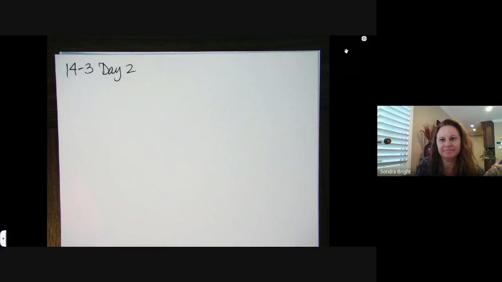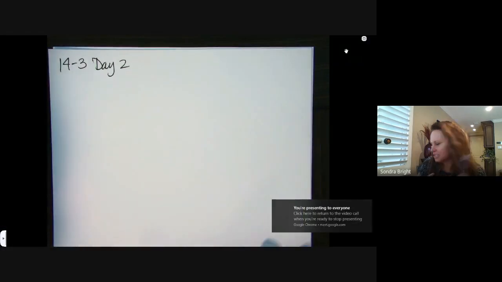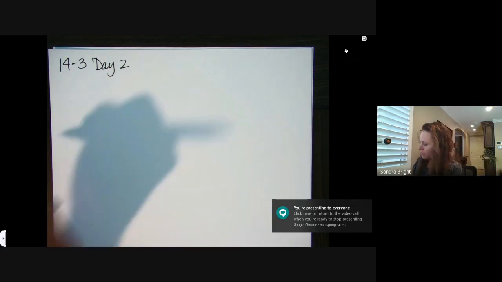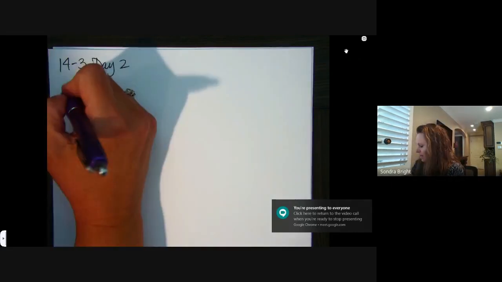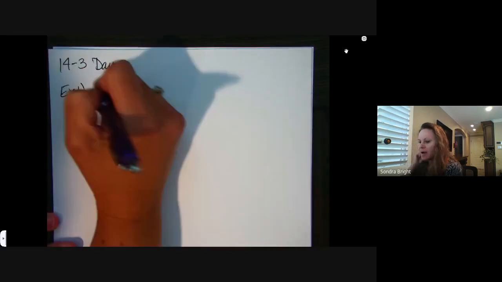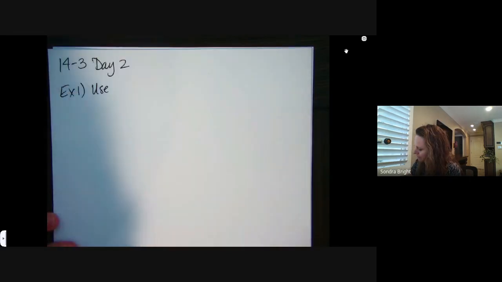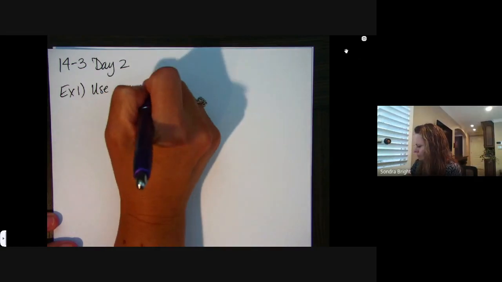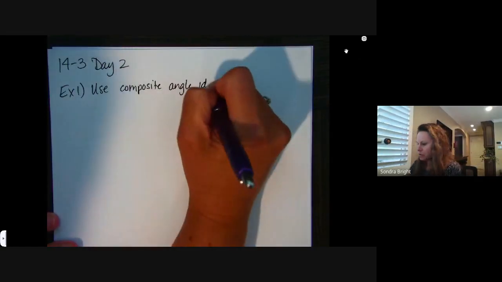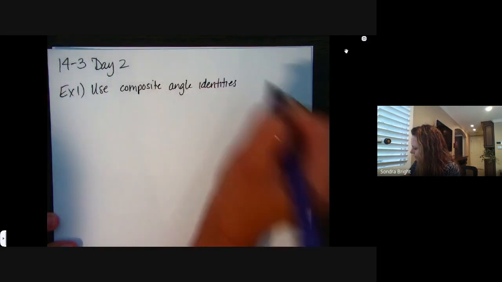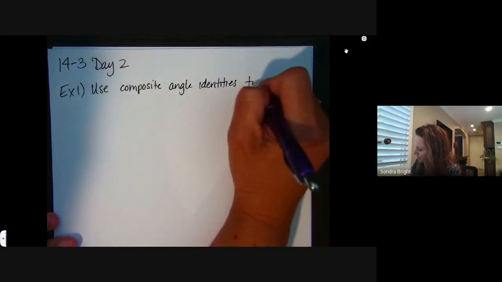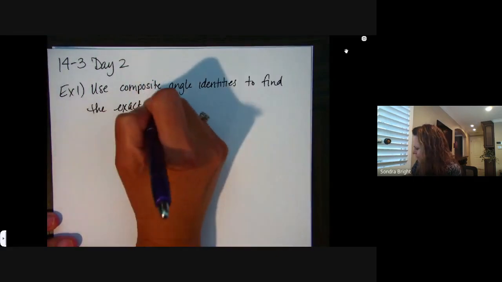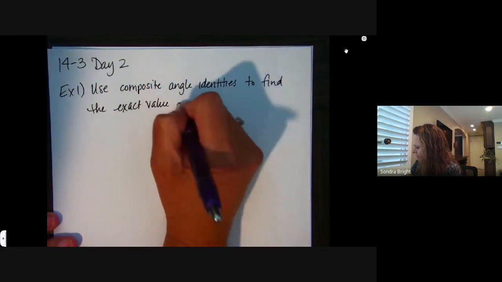All right, section 3, day 2. We're going to just continue what we're doing, use some more types. Let's use composite angle identities to find the exact value of sine of 15 degrees.